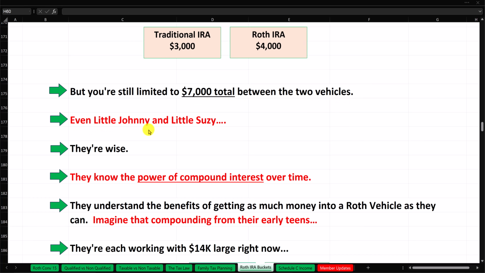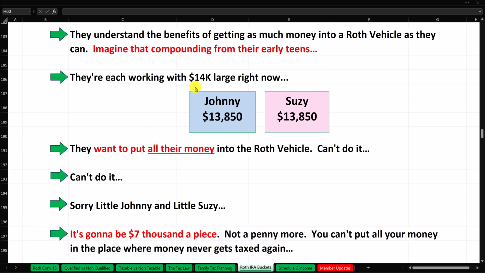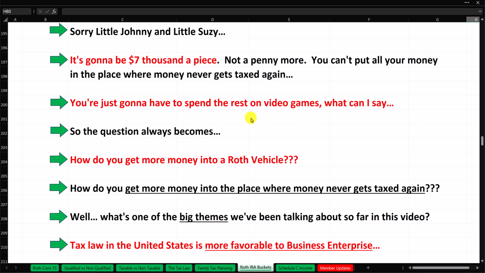Even little Johnny and little Susie. They're wise. They know the power of compound interest over time. They understand the benefits of getting as much into the Roth vehicle as they can. Imagine that compounding from their early teens. They're each working with 14 large right now. They want to put all their money into the Roth vehicle. Can't do it. Can't do it. Sorry, little Johnny and little Susie. It's gonna be $7,000 apiece, not a penny more. You can't just put all your money into the place where money never gets taxed again. You're just gonna have to spend the rest on video games, okay?